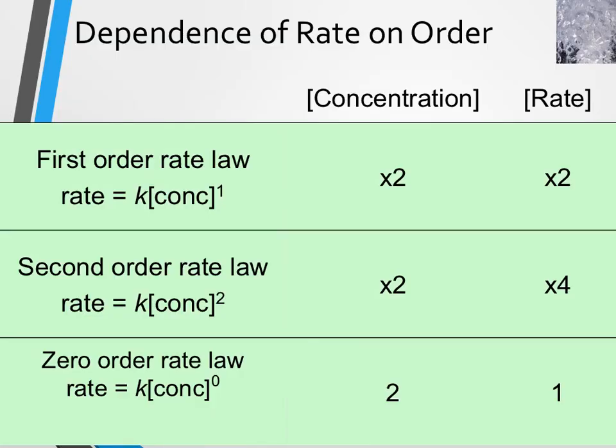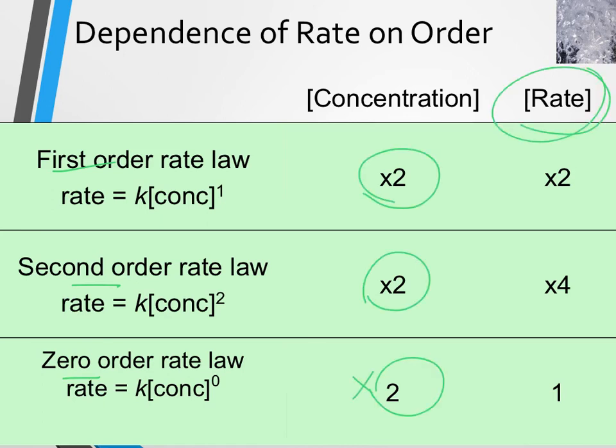Here is a summary of whether it's first order, second order, or zero order. If you change the concentration by a factor of 2, what happens to the rate? First order is a direct relationship, 1 to 1. Second order is a squared relationship. And zero order concentration has no effect.